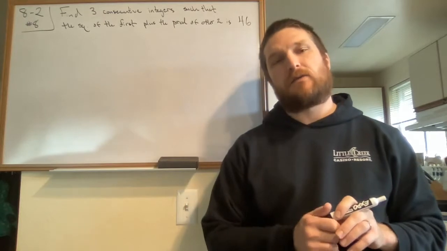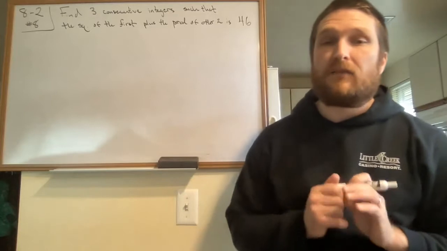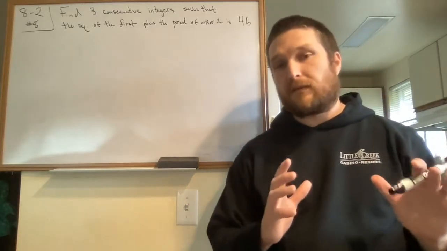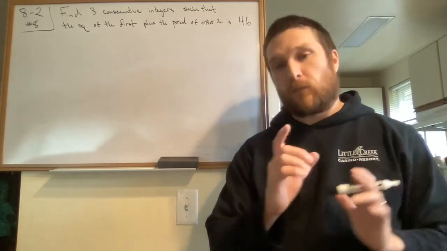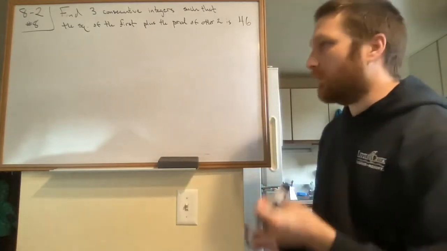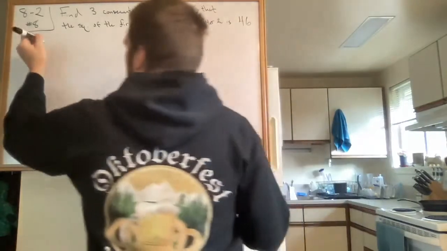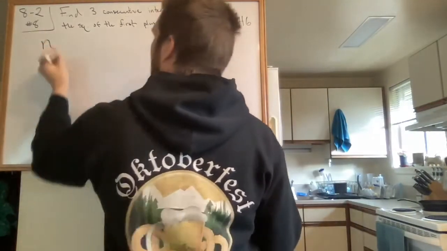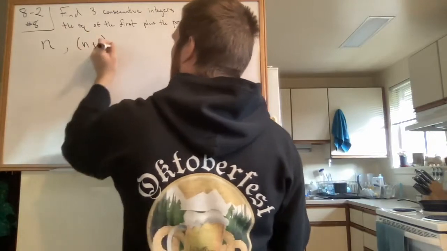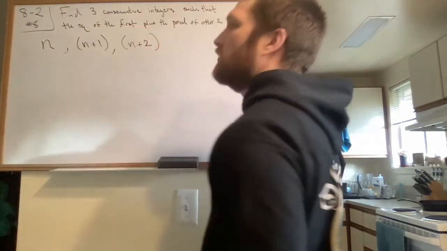Chapter 8, section 2. Number 8 says find 3 consecutive integers such that the square of the first plus the product of the other 2 is 46. So with consecutive integer problems, we have to remember one nifty property about the integers: if you have an integer, call it n, the very next one can be written as n plus 1. And the very next one after that can be written as n plus 2.